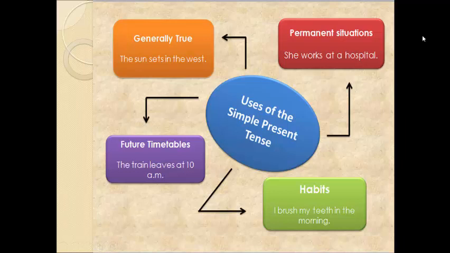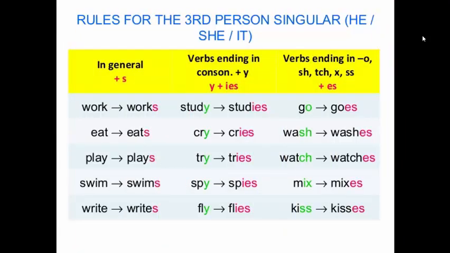Now, let's talk about the rules of simple present. So to form the simple present, you need to remember some certain rules. These rules are for the third person singular pronouns, which are he, she, and it. In general, with the regular verbs, we add s at the end of the verb.